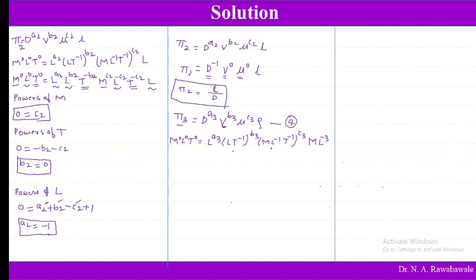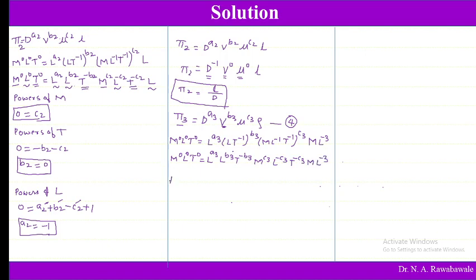So this is for the pi 3 term. Now we can simplify this as m to the power of 0, L to the power of 0, t to the power of 0 is equal to L to the power of a3, L to the power of b3, t to the power of minus b3, m to the power of c3, L to the power of minus c3, t to the power of minus c3, m L to the power of minus 3.